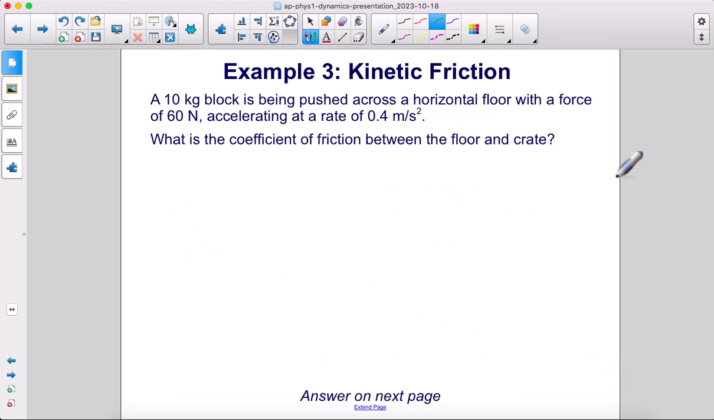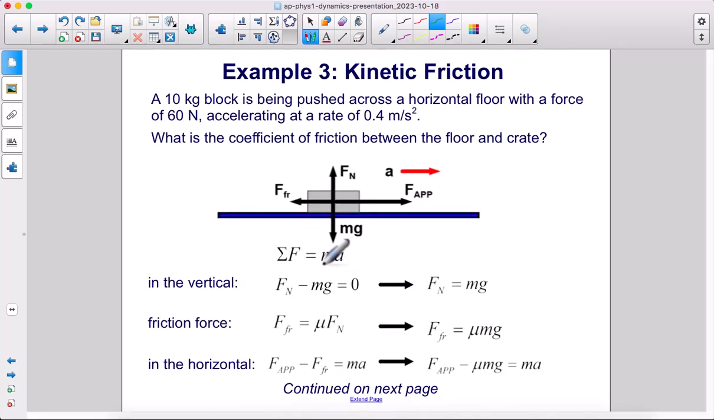A 10 kilogram block is being pushed across a horizontal floor with a force of 60 newtons, accelerating at a rate of 0.4 meters per second squared. What is the coefficient of friction between the floor and the crate? All right, our first step is to use Newton's second law in the vertical dimension to find the normal force. Here, there's no acceleration up or down, so the right side of the equation is 0. Therefore, the normal force is equal to mg. Then we use the friction equation to find the frictional force, which relies on the normal force. That's why we found that first. The frictional force is mu times the normal force, mg, mu mg.